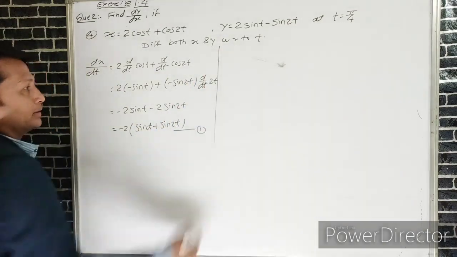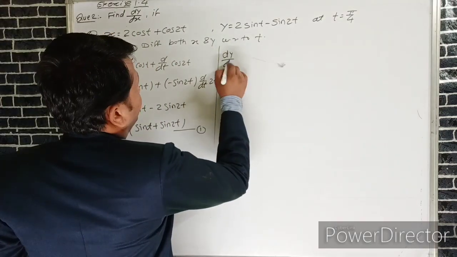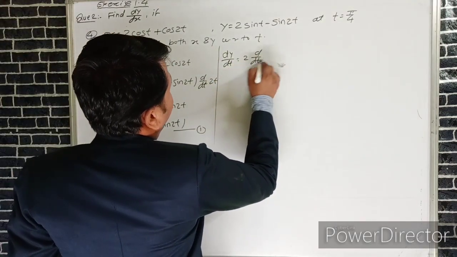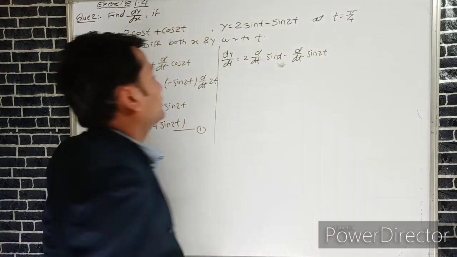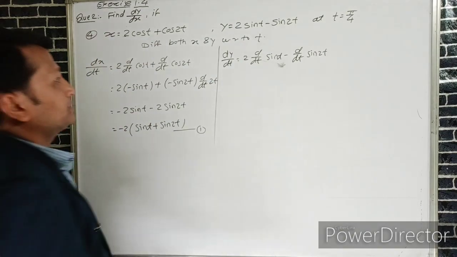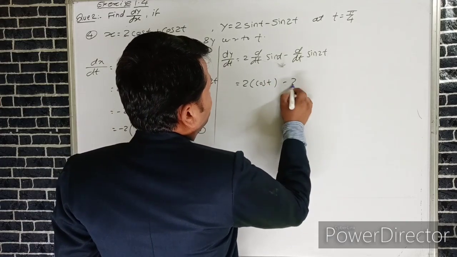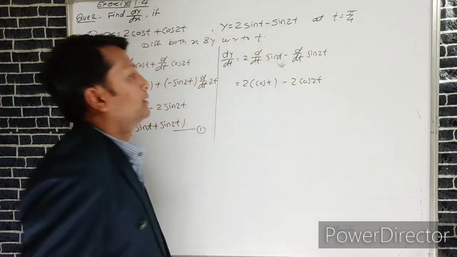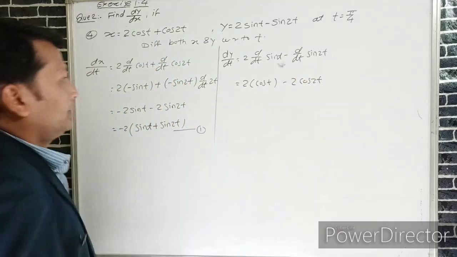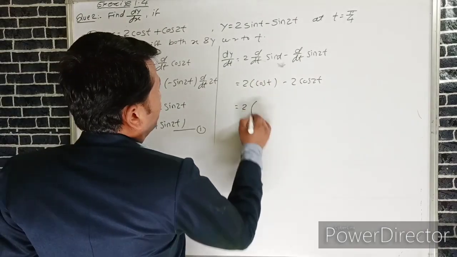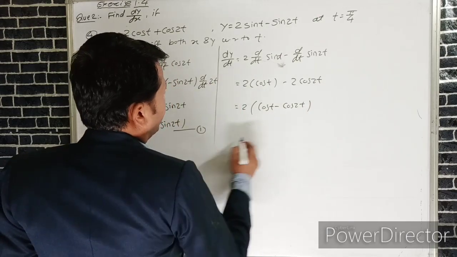which is dx upon dt. Similarly, we can take the derivative of y with respect to t, meaning dy upon dt. Here 2 is constant, we take the derivative of sin t minus the derivative of sin 2t. We know that the derivative of sin t is cos t. We can write 2 into cos t minus the derivative of sin 2t, which is 2 cos 2t, because the derivative of sin 2t is cos 2t and again the derivative of 2t is 2. Hence, if we take 2 common from both, we can write cos t minus cos 2t, which is the required dy by dt, number 2.